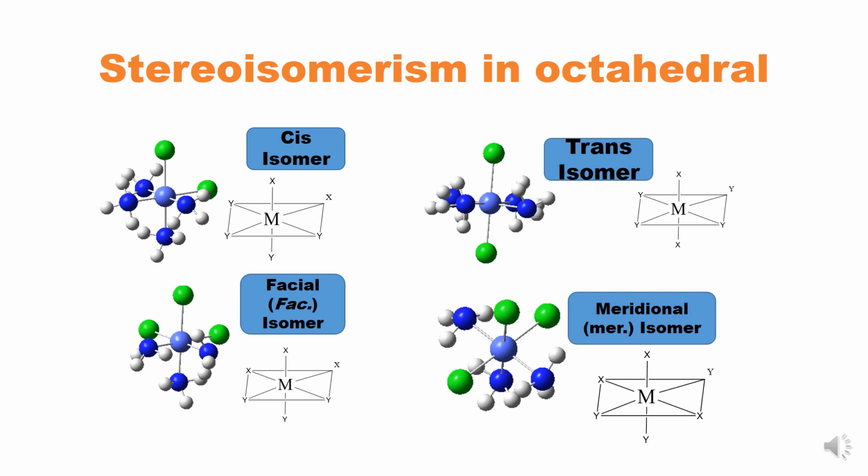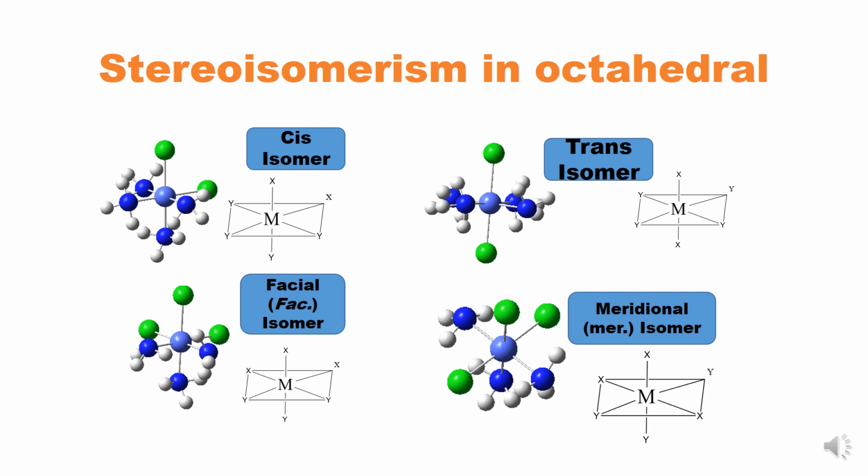There is yet another which you refer to as the facial and meridional isomer. By facial, take a look at the axis X, X, X lying here in the skeletal view. And you see that the X are lying to the axial and to the apices of the rectangle, and you call that the facial isomer of octahedral.